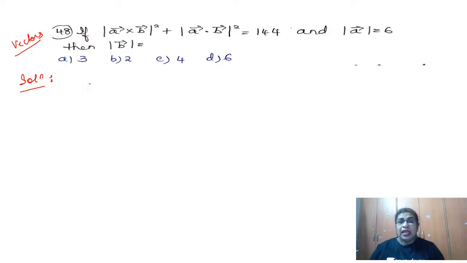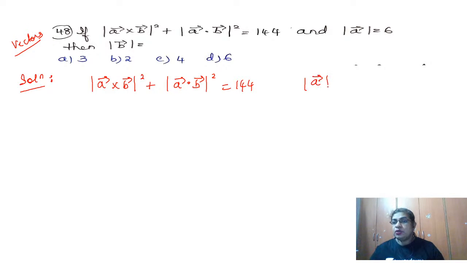What is given? It is given to us that magnitude of A cross B the whole square plus magnitude of A dot B the whole square is equal to 144. And they have given magnitude A is 6. The question asks what is the magnitude of B. Now, this is the shortcut which we can use for CET.